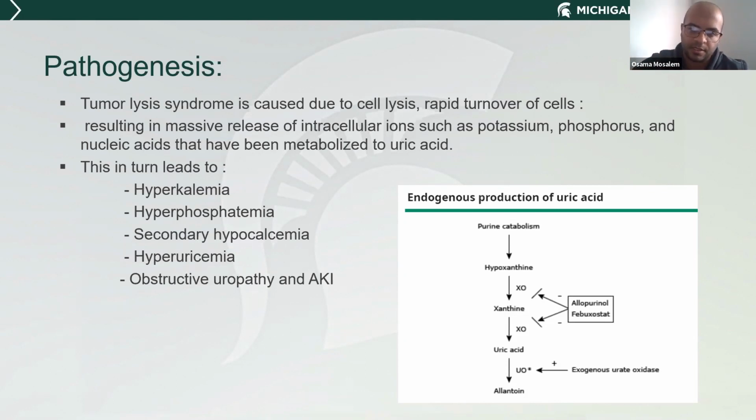And it's important to look at this graph here, just to remember where allopurinol acts, which is a xanthine oxidase inhibitor, and the exogenous urate oxidase, which we're going to talk about later, which is rasburicase. And then when you have this cell lysis and the release of potassium, phosphorus, and nucleic acids, this in turn leads to hyperkalemia, hyperphosphatemia with secondary hypocalcemia, and hyperuricemia, as we said, due to the nucleic acid release. Due to the uric acid deposition in the kidneys, this will turn into obstructive uropathy and AKI.